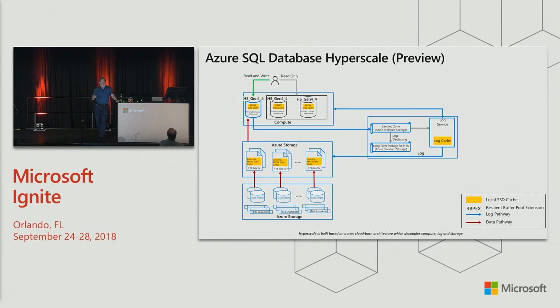The target for this is for it to land in between general purpose and business critical, or standard and premium. So price-wise, it'll land in between that. Capability-wise, it's significantly past premium. Any questions on how all that fits together?